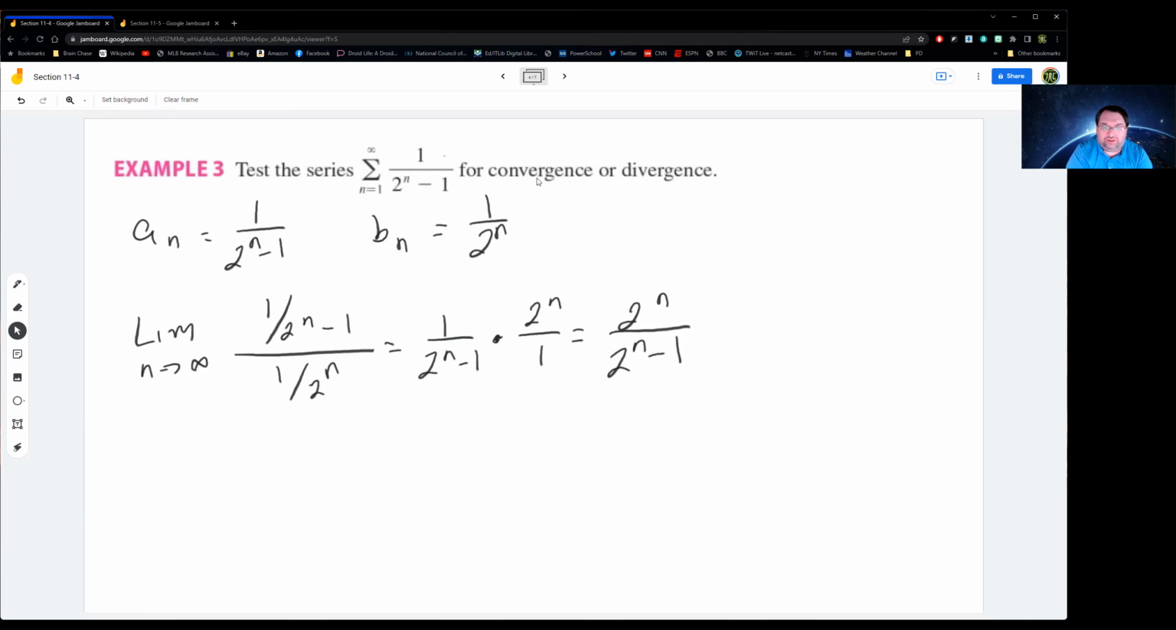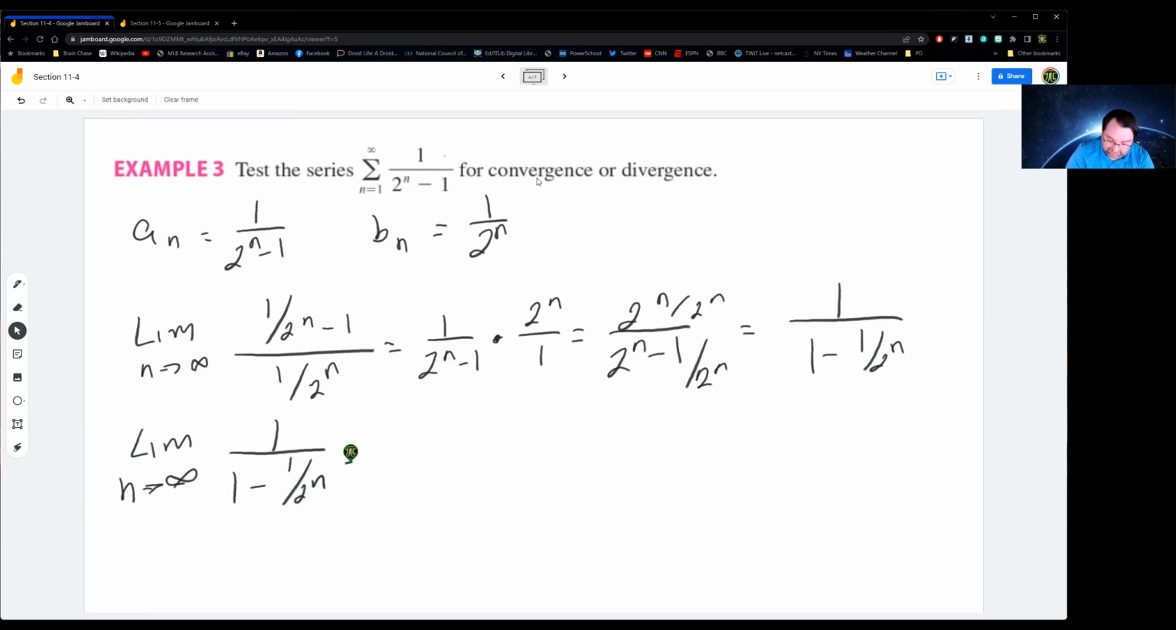Now, what was the little shortcut that we used to simplify these things down? We divided them all by the highest exponent, which in this case is n. So we're going to divide the entire problem by 2 to the n. So I've got 1 over 1 minus 1 over 2 to the n. So that goes to 1.